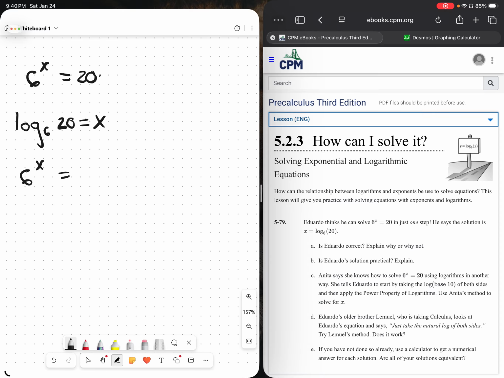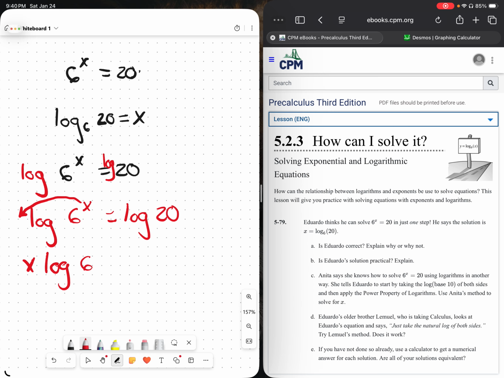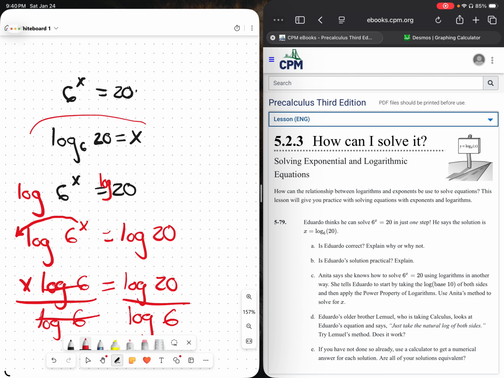So she takes 6 to the x equals 20, right? And she logs both sides, right? So this would be the same as like square rooting both sides. She's going to say, hey, I'm going to log both sides. So this is going to be log of 6 to the x equals log of 20, right? Then the exponent rule brings this to the front, right? So this is x log base, or excuse me, base 10 of 6, and then log of 20, right? So then to solve, we would just divide by the log of 6. And this is actually going to get you the same answer. This and this are actually going to get you the same answer.